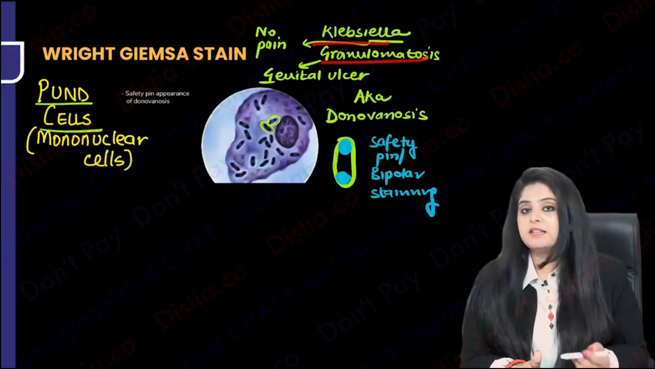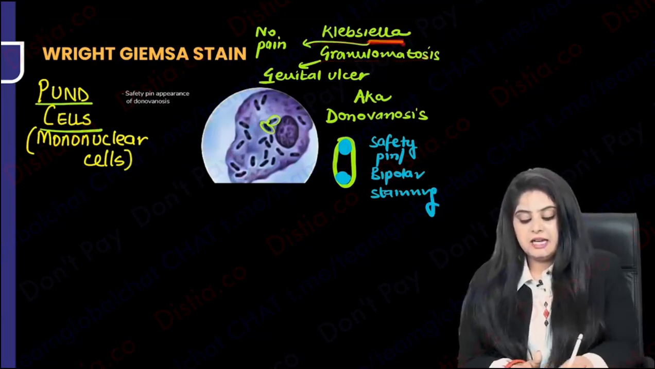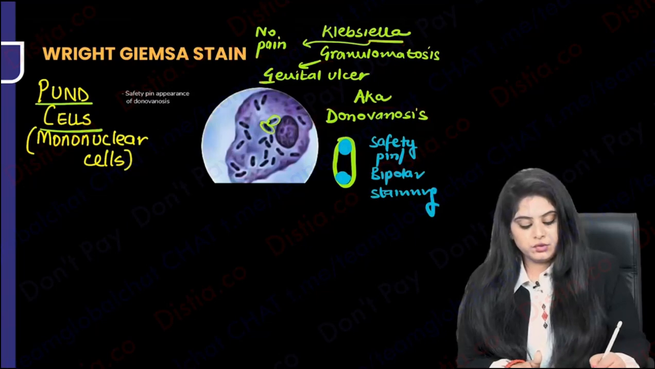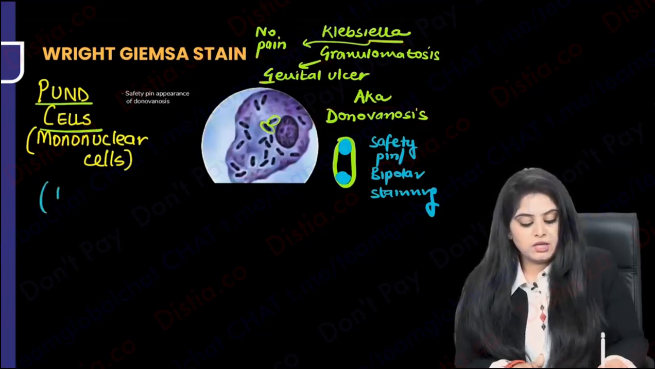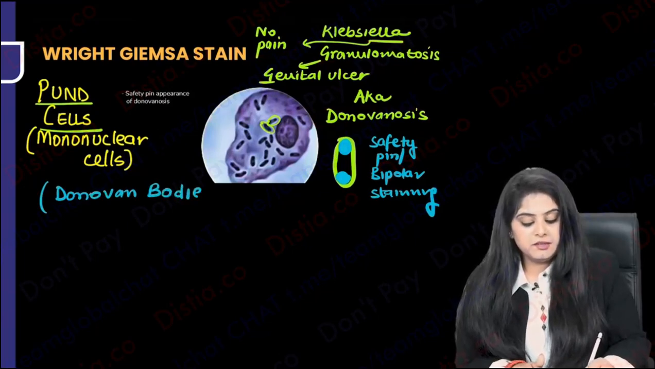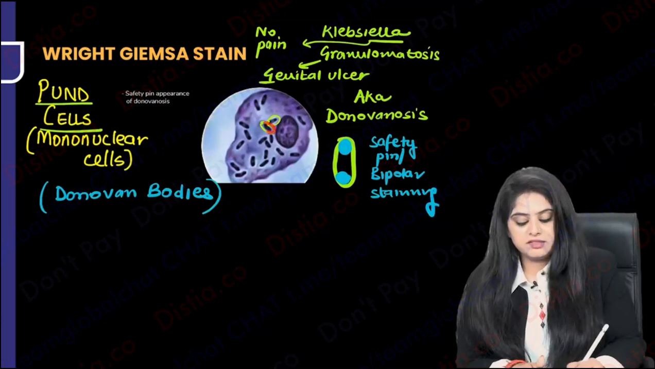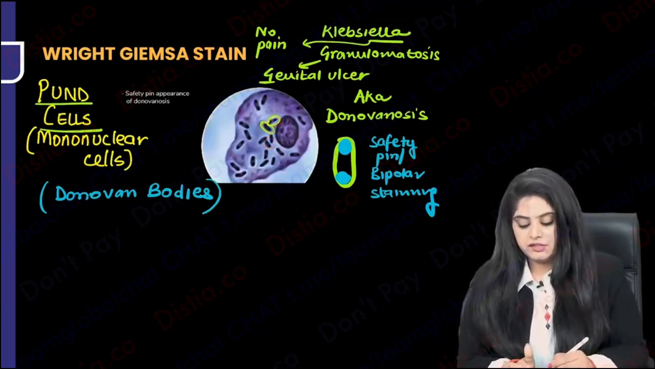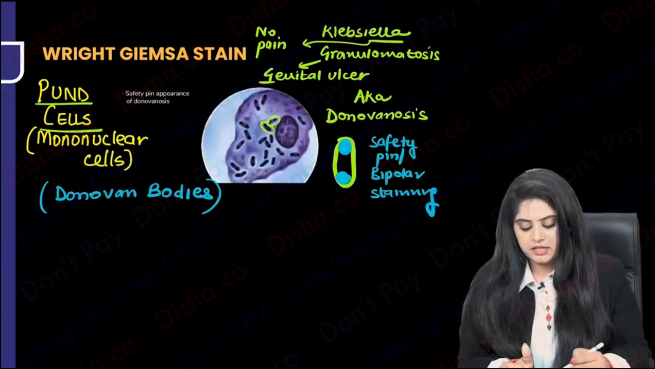Klebsiella granulomatis, I'll repeat it. Klebsiella, ella means no pain. G, granulomatis means genital ulcers, also known as donovanosis. So it is going to show you the Donovan bodies. What are the Donovan bodies? The Donovan bodies are nothing but these Punt cells, and what are inside these Punt cells? These Punt cells contain the famous safety pin appearance. So this wraps up definitely this entire thing for all of us, and we can move forward.